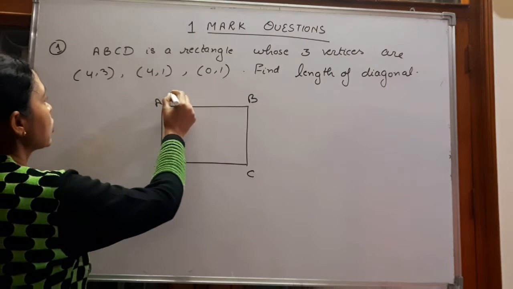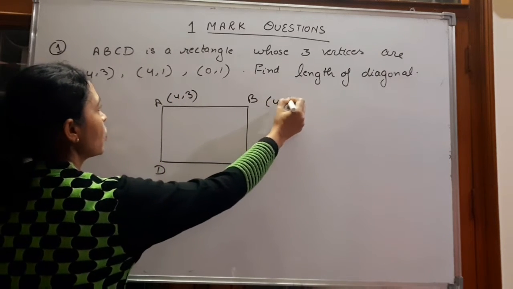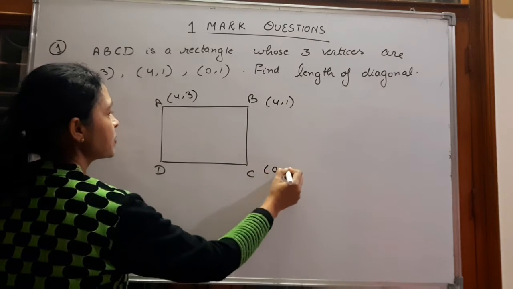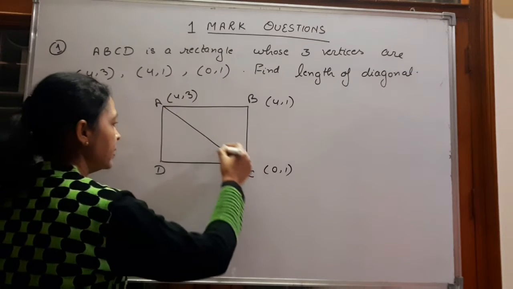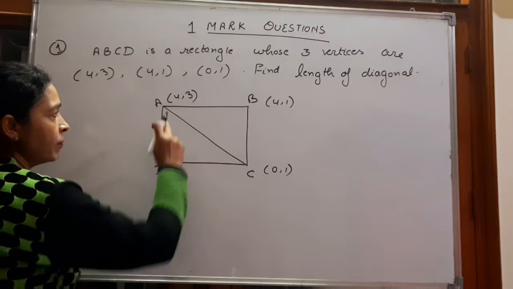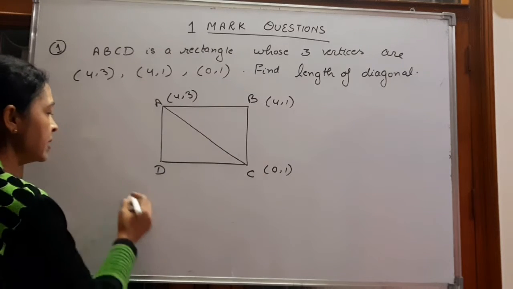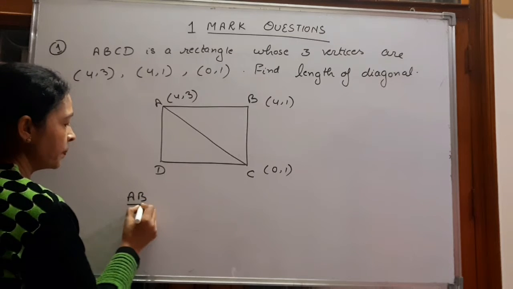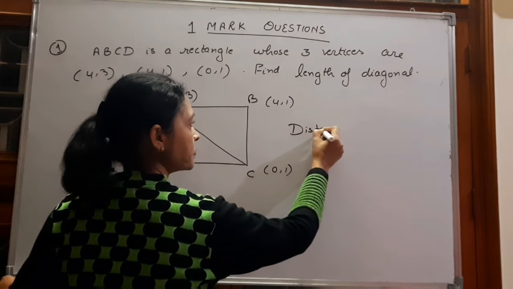Now, let the coordinates of A be 4 and 3, coordinates of B are 4 and 1 and coordinates of C are 0 and 1. What we have to find? We have to find this diagonal AC. First we will find AB, then BC. How can we find AB? Using the distance formula. And what is the distance formula?